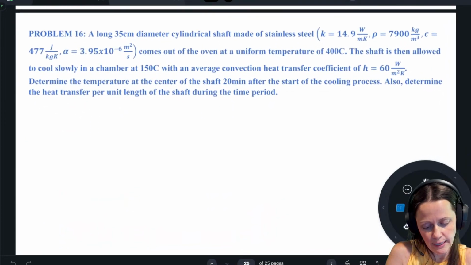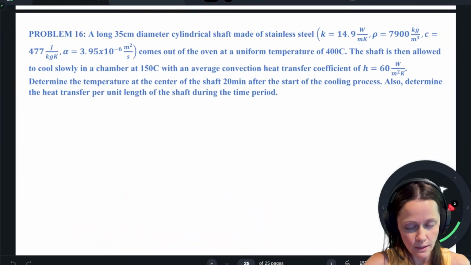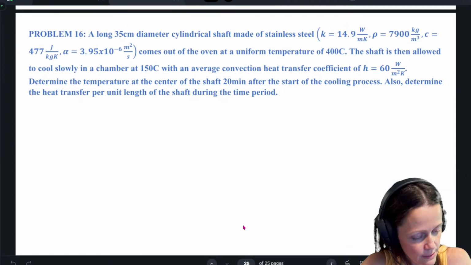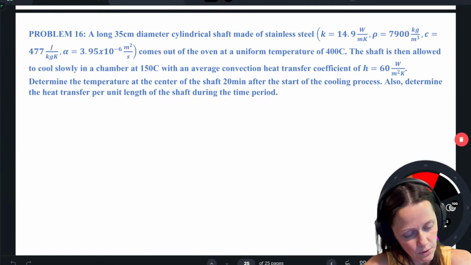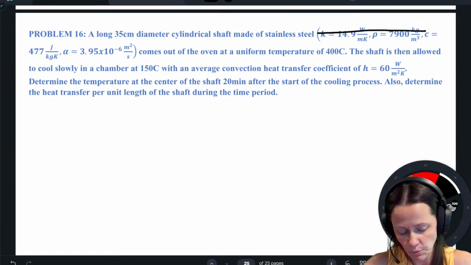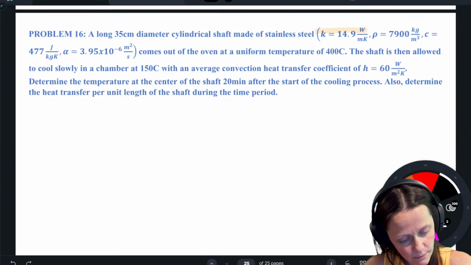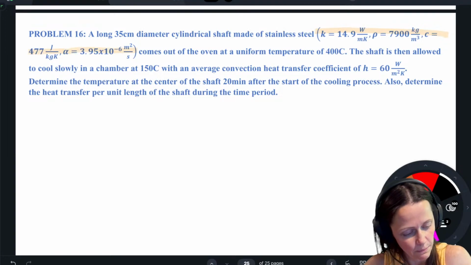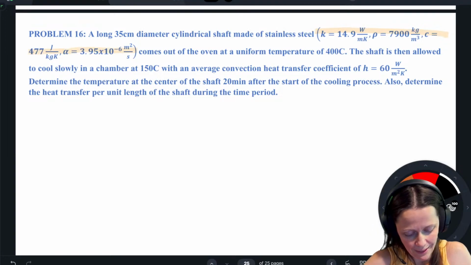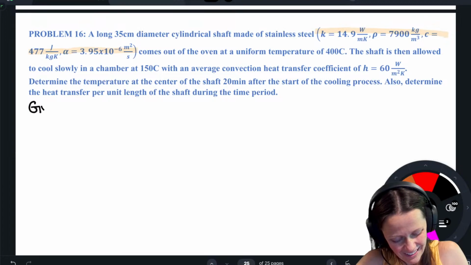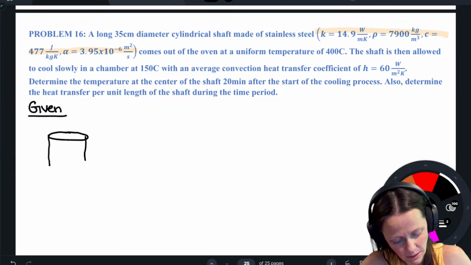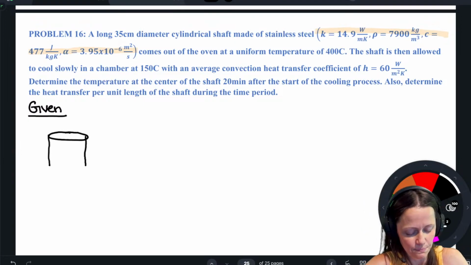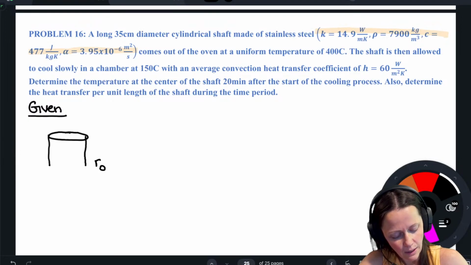The very last one. So we have a long 35 centimeter diameter shaft made of stainless steel. We've got some properties here. I don't want to rewrite them, that seems like a waste of time. But I will write my little diagram here.